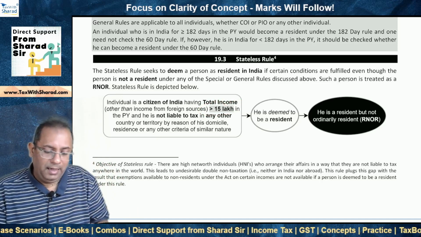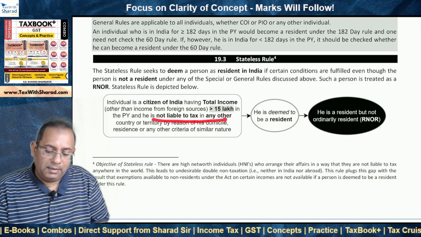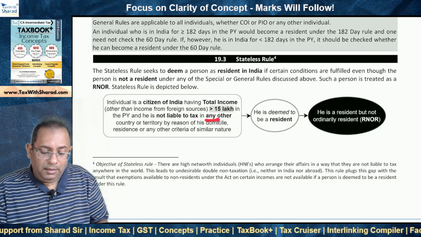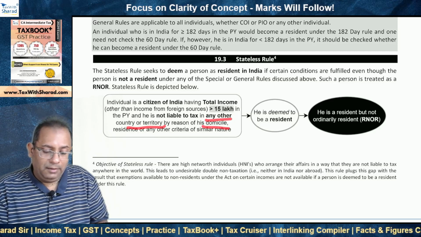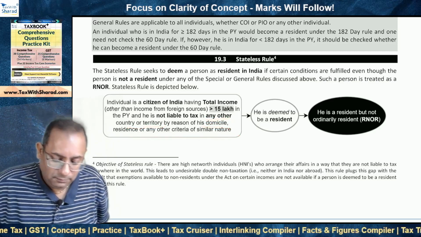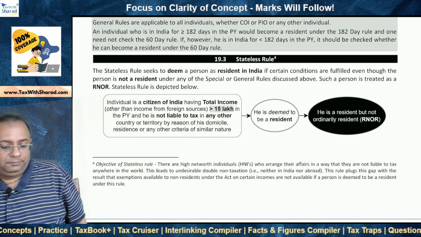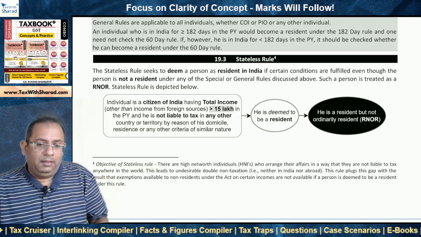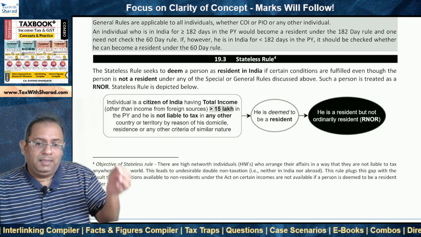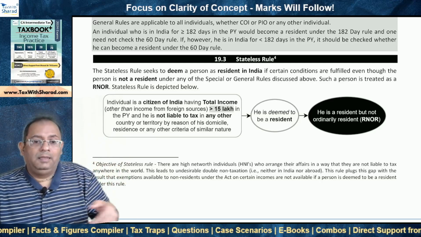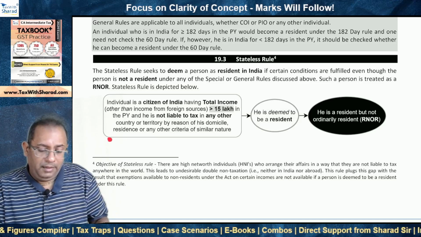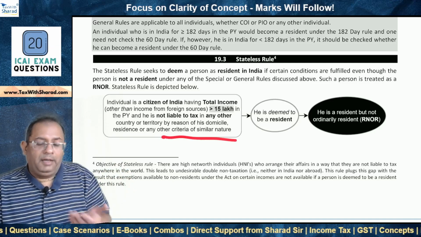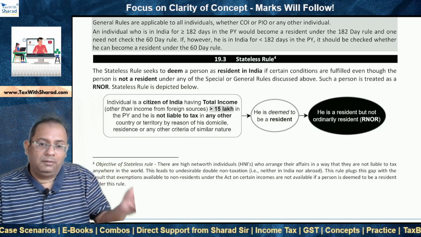The further condition here is that he should not be liable to tax elsewhere in the world. He should not be liable to tax in any other country or territory by reason of his domicile, residence, or any other criteria of similar nature. Okay. So, for example, a foreign country may treat a person as liable to tax if the person has a residence there or has his domicile there, right? Or because of any other criteria of similar nature, the country may make a person liable to tax.